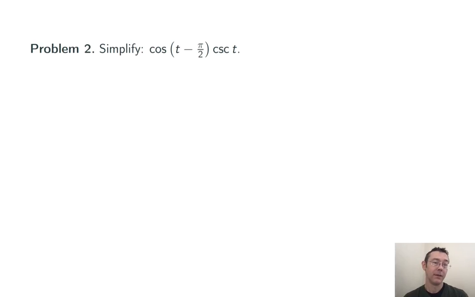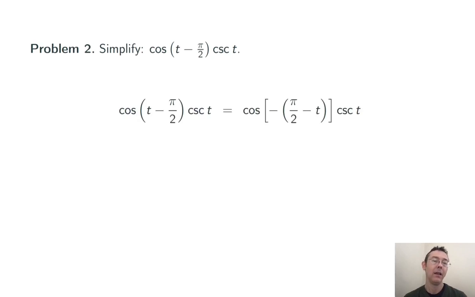Number 2, simplify cosine of t minus pi over 2 times the cosecant of t. When I see that t minus pi over 2 inside the cosine, I'm immediately thinking of a cofunction identity. However, those cofunction identities all have pi over 2 minus the angle rather than the angle minus pi over 2. So I've got to deal with that somehow. Here, I'm going to factor out a negative sign from the t minus pi over 2 to make the inside of that parenthesis look more like it does in a cofunction identity.